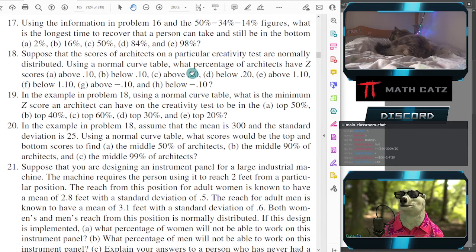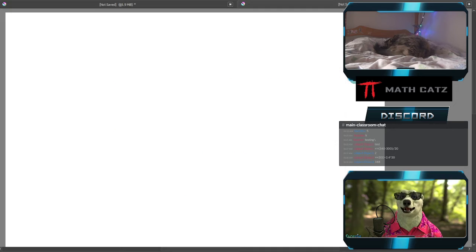We'll do a couple of these. Using the information in problem 16, so I still have the mean of 80 and the standard deviation of 10, using this 50, 34, 14% figures, what is the longest time to recover that a person can take and still be in the bottom different percentages? Let's do 2%. So now it's just flipping it around. What is the raw score that would put me in the bottom 2%?